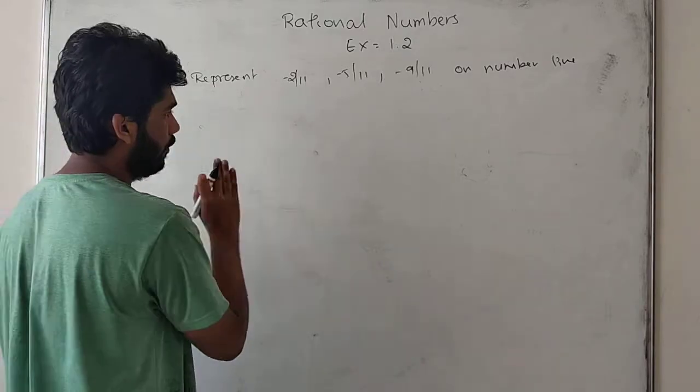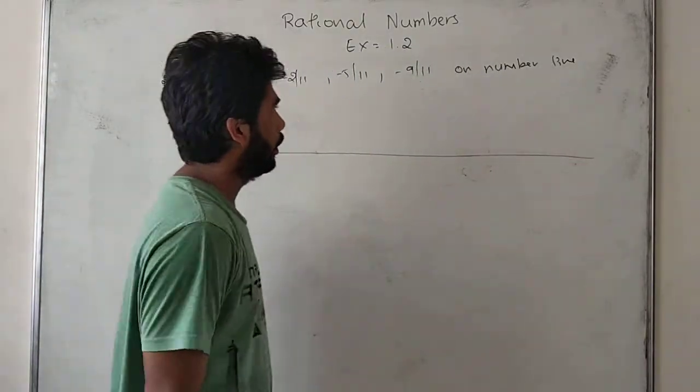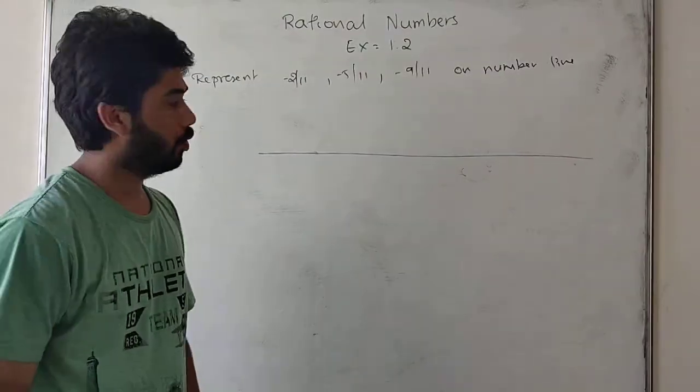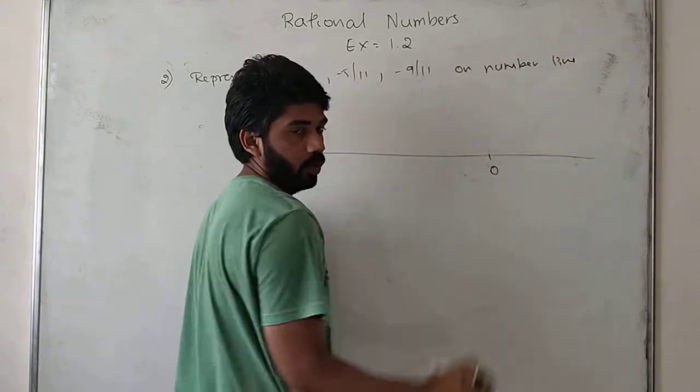So first we have to draw a number line. Number line I have drawn. See, all are negative, so the negative side will be this side. So I will take this as 0, and this side will be positive.